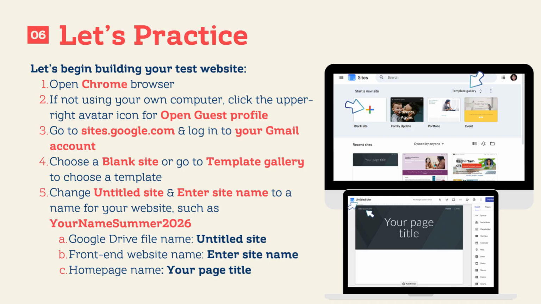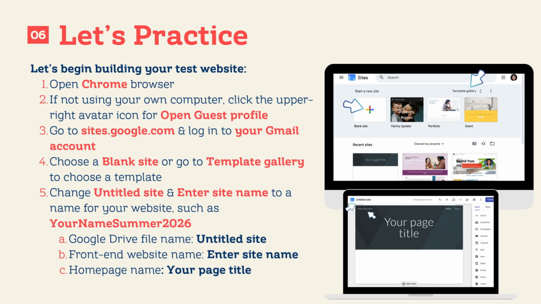First, open up your Chrome browser. A quick technical tip: if you are using a shared lab computer rather than your own laptop, click on the avatar icon in the upper right corner of Chrome and open a guest profile. This keeps your browsing clean and ensures you won't accidentally sync data to someone else's machine. Next, navigate to sites.google.com and log in using your Gmail account.